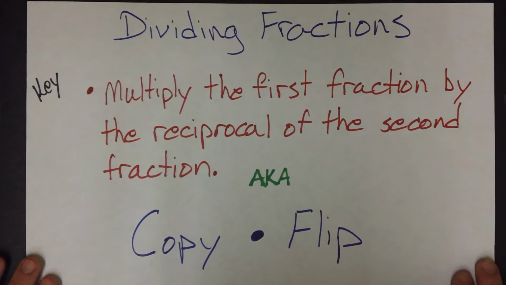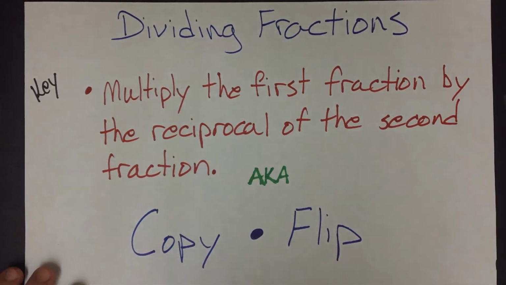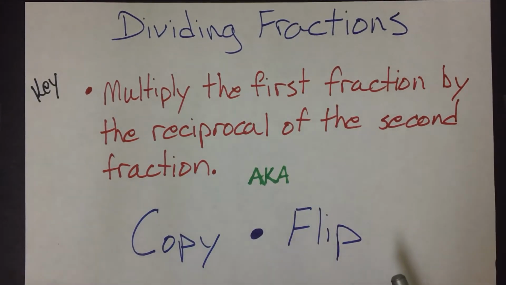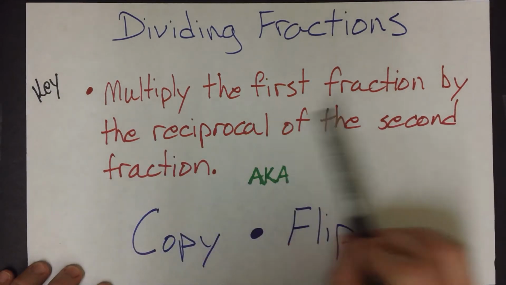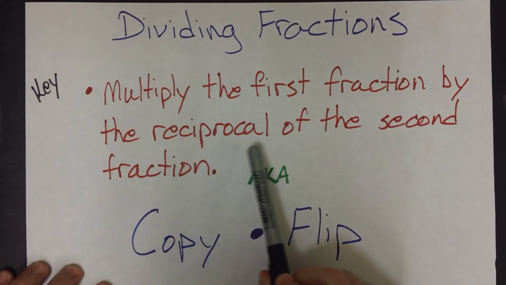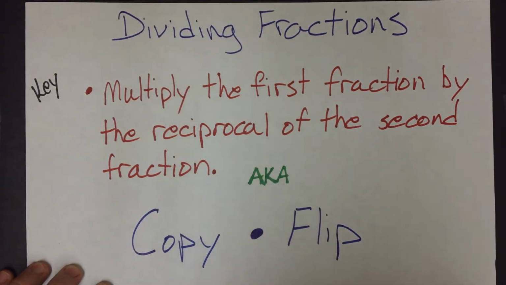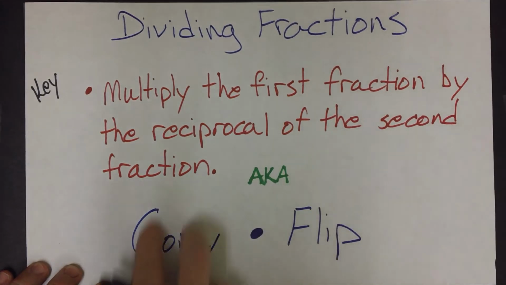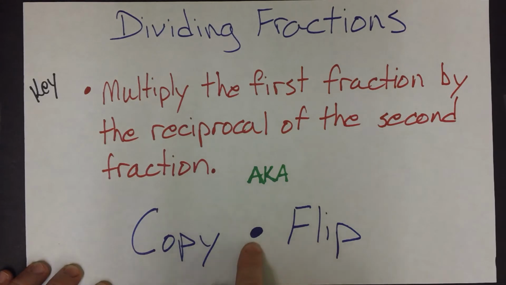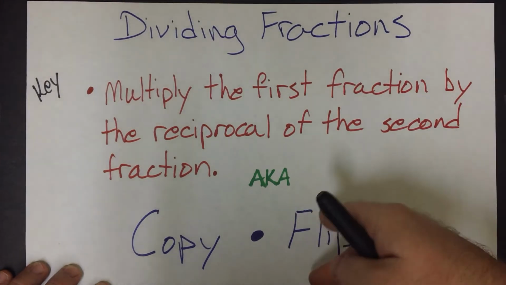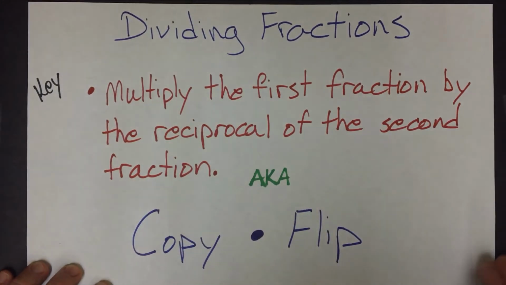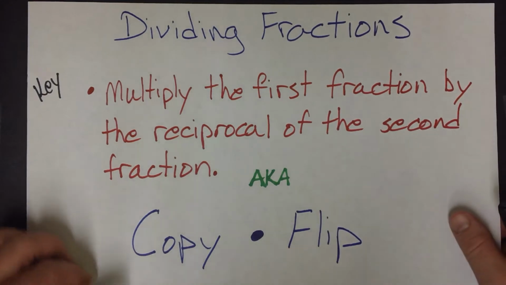Now let's talk about dividing fractions. When you divide fractions, you simply need to multiply the first fraction by the reciprocal of the second fraction, also known as copy dot flip, where we copy the original fraction, change it to multiplication, and we flip or use the reciprocal of the second fraction. Let's look at some examples.